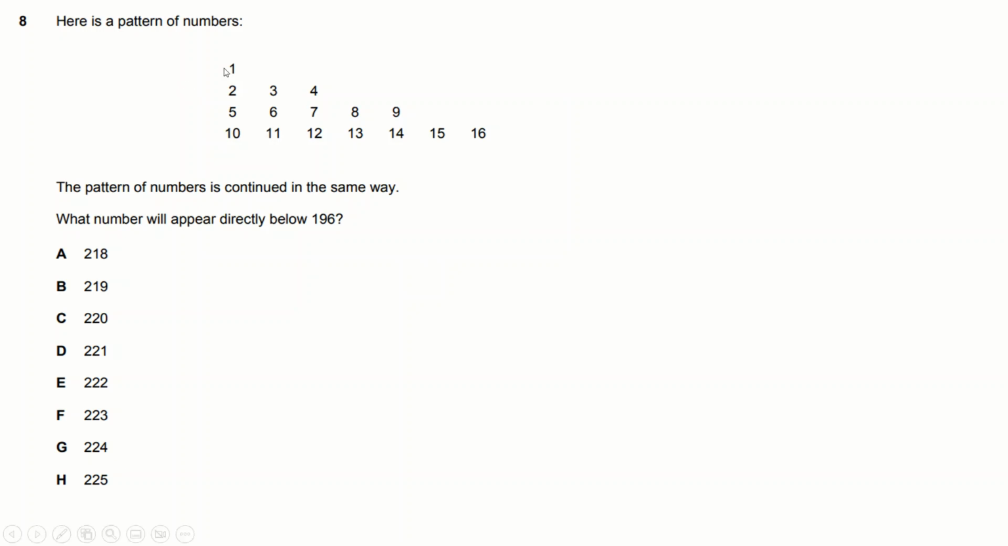Anyway, question number 8. So notice here that all the square numbers are on the end of a row, and when you reach a square, you go to the next row. 196 is square because it's 14 squared, which means it's on the end of a row.